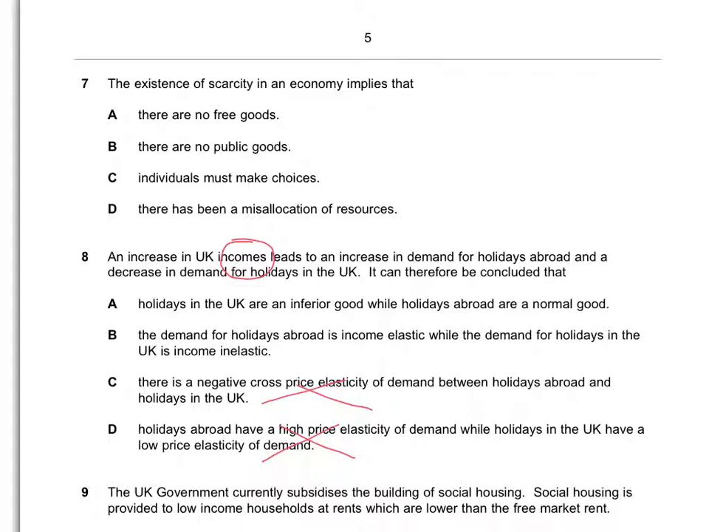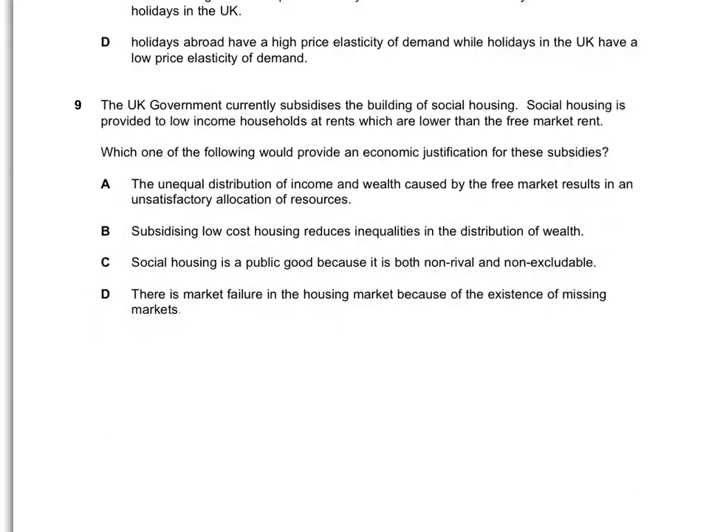You have to be careful with the terminology here because statements A and B look very, very similar. But what it tells us is as incomes go up, there's a response in terms of demand. So if income rises and there's a fall in the demand for UK holidays, they must be inferior goods. So this is another slightly tricky question which requires you to make deductions from the statements.